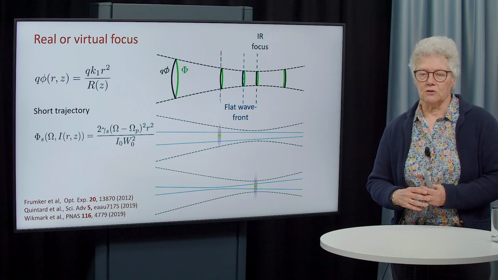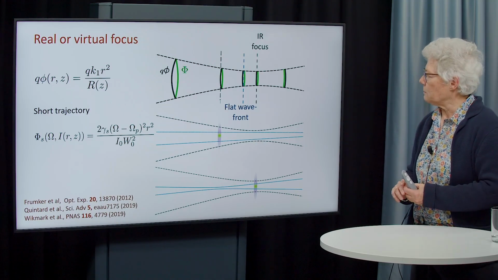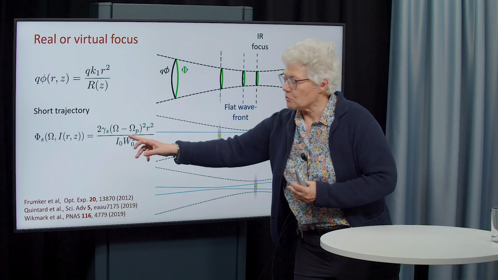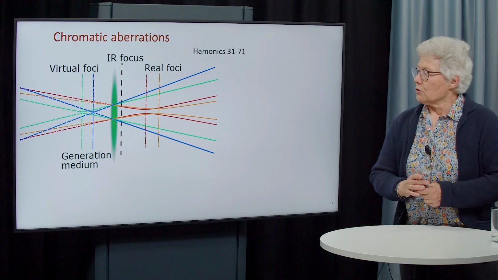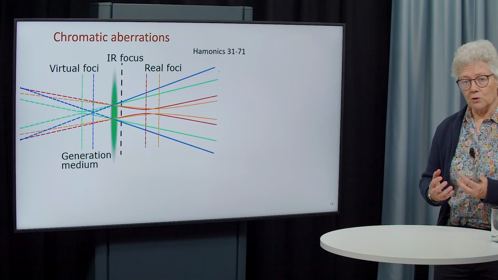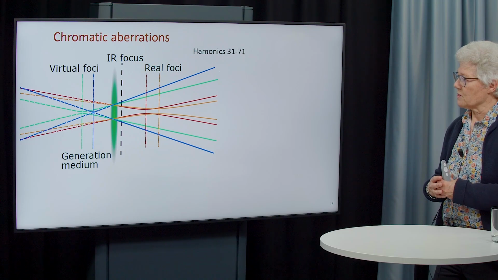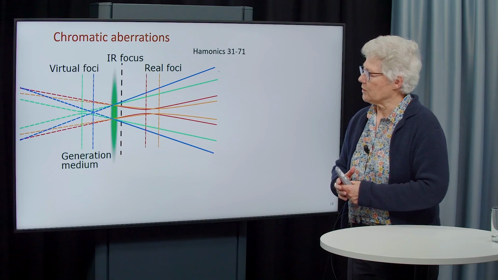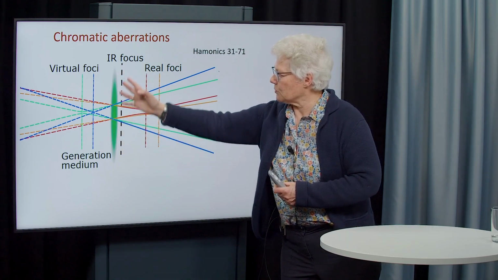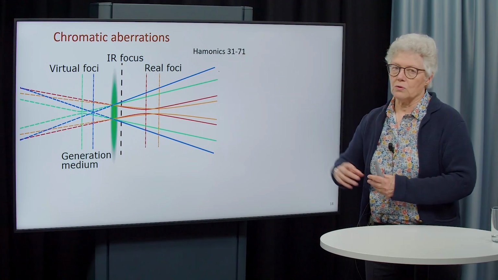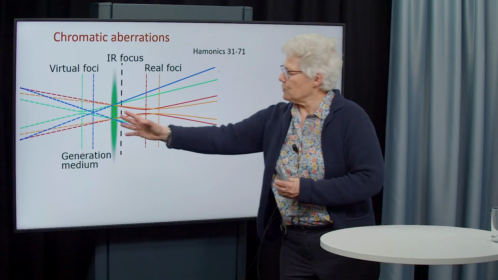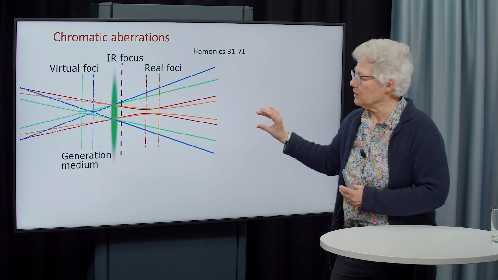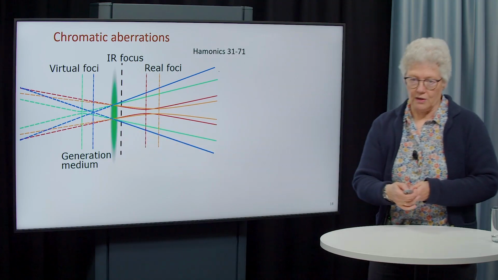So there are very different spatial properties depending on the position of the generation medium, because of the influence of this dipole phase. This depends very much on the order of the process, on the photon energy. Here you have an example where the generation medium is before the focus. Depending on the process order, you will have virtual foci or real foci: real foci for the low frequencies and virtual foci for the high frequencies.